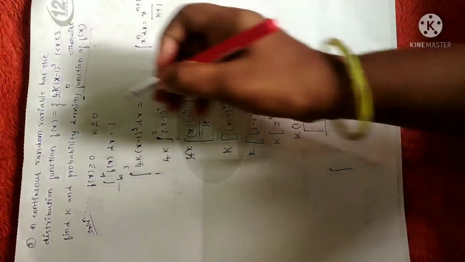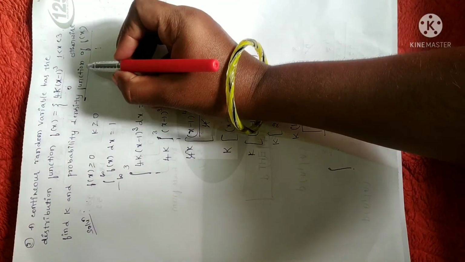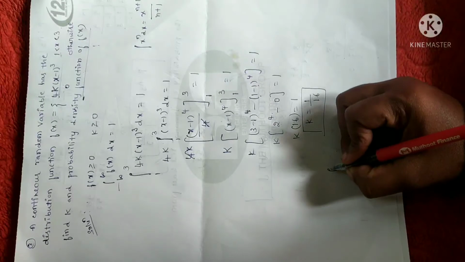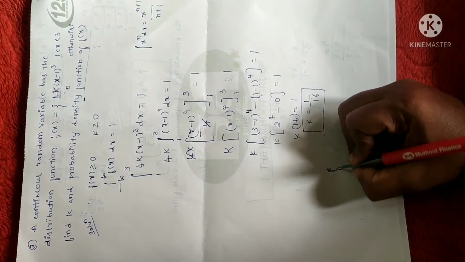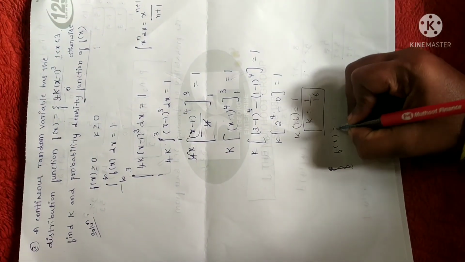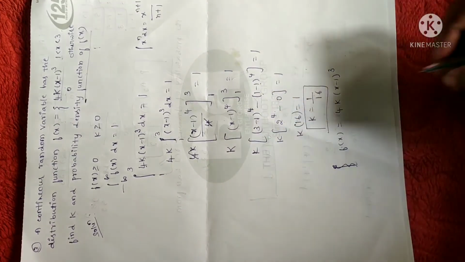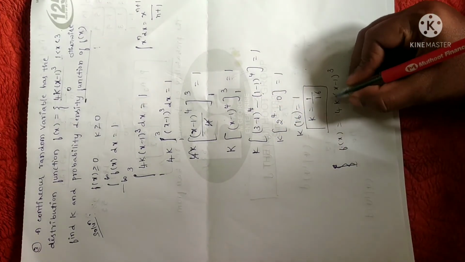Clear? Further, we need to calculate the density function. Whenever they ask you to find the density function, it is very simple. First you take the function f of x. What is the given function here? I'll just write here. So given function f of x is 4k into x minus 1 whole cube. Fine. So to find the density function, you just substitute the value of k.